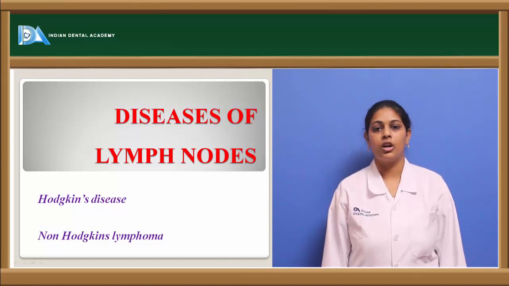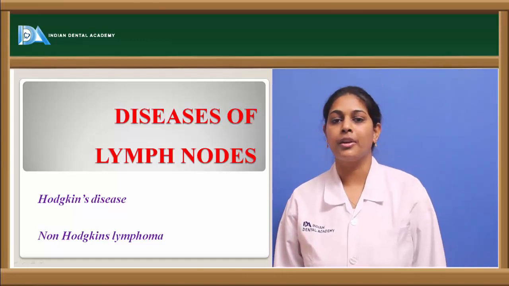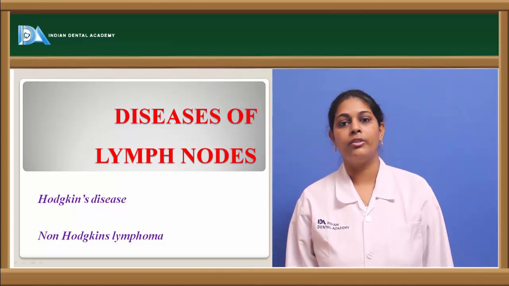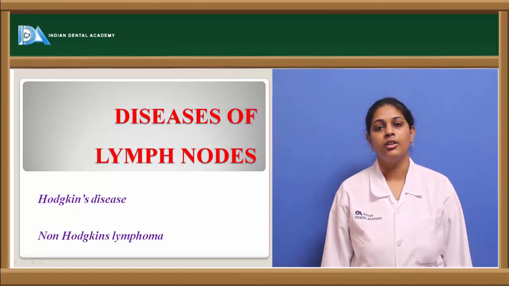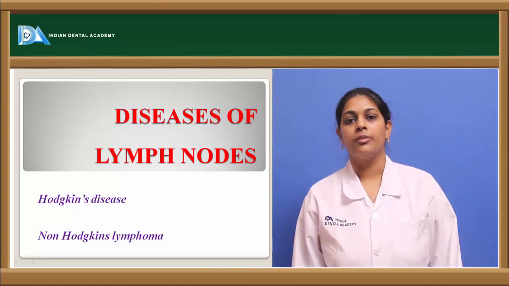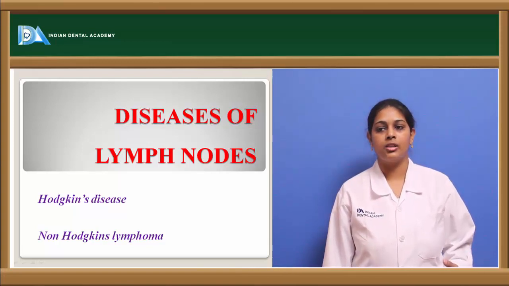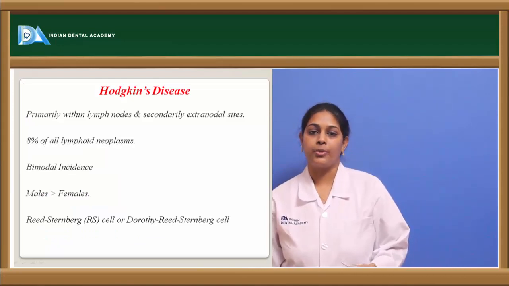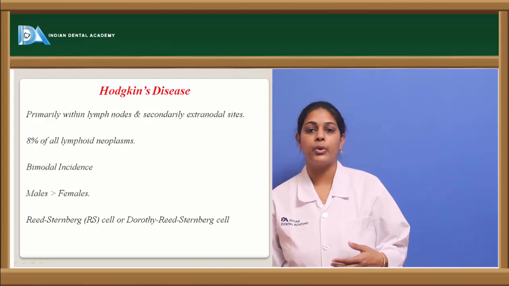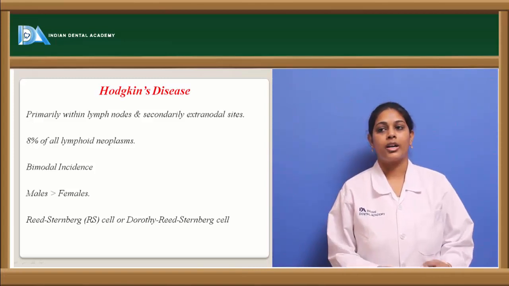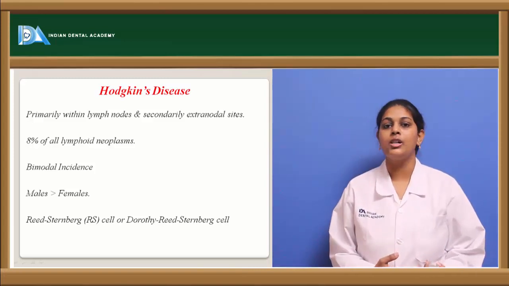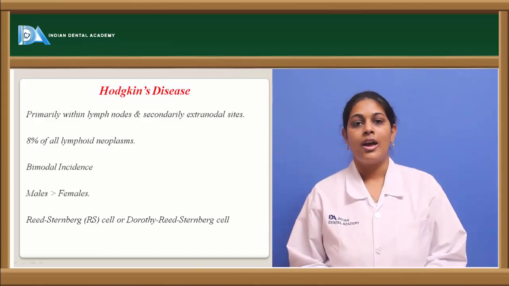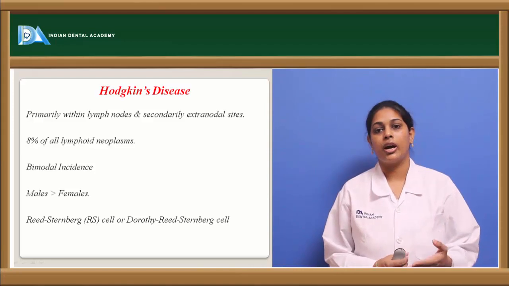Diseases of lymph nodes, among those with oral involvement, are the most commonly important diseases which involve the lymph nodes. These are Hodgkin's lymphoma, also known as Hodgkin's disease, and the next form, non-Hodgkin's lymphoma. Hodgkin's disease usually primarily involves lymph nodes, but there are conditions where it occasionally or secondarily involves extranodal sites, that is, organs other than the lymph nodes.